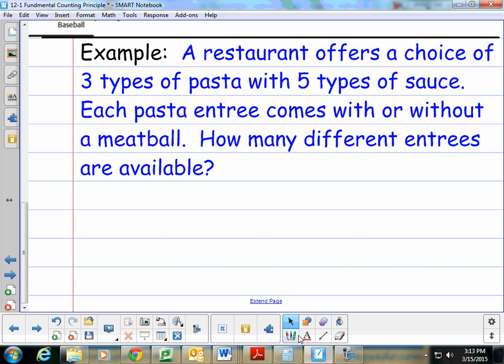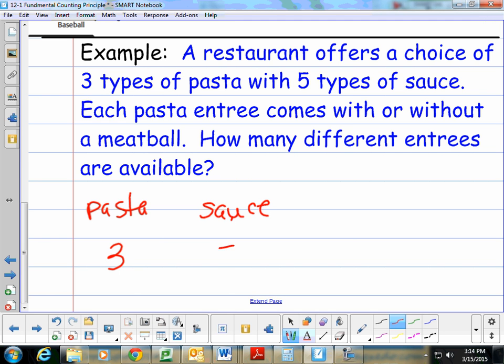So what I realized was that I could say, okay, I know I'm looking at pasta, and there's 3 different choices for pasta, and I know that with each pasta there can be a sauce, and you have 5 different choices of sauce: marinara, alfredo, etc. And then meatball, you can either have one or not have one. So that's 2 choices. So it's either like a yes or a no. So what I can do then is 3 times 5, and then times 2.